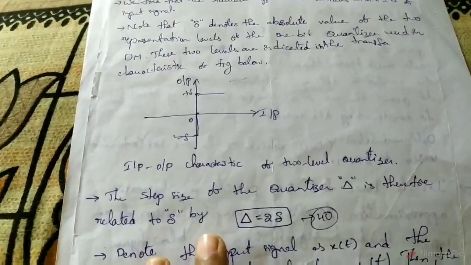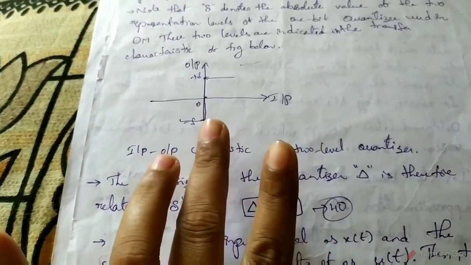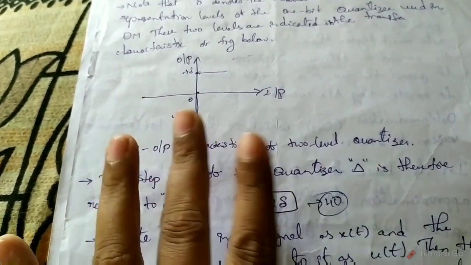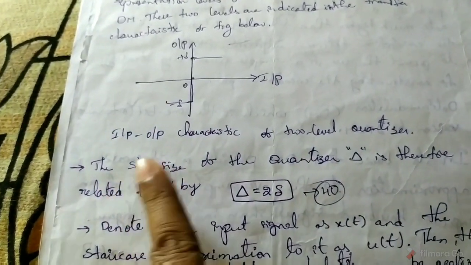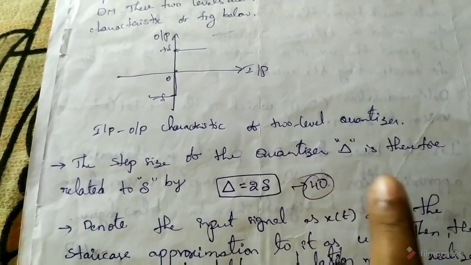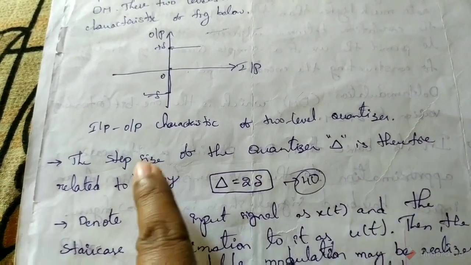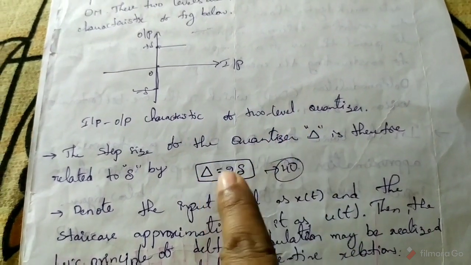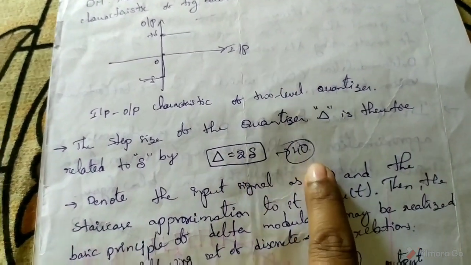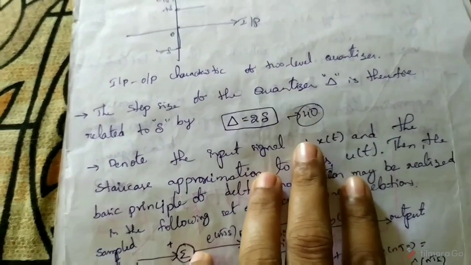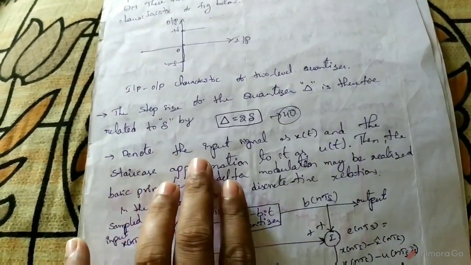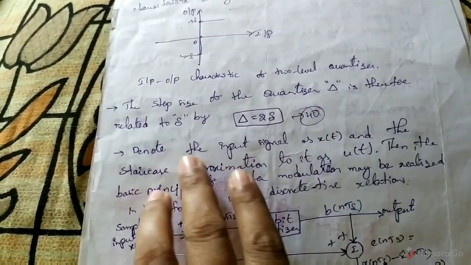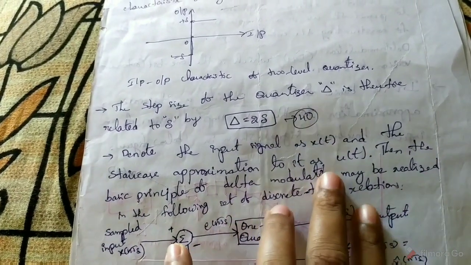So these are the characteristics of the two-level quantizer, that is delta modulation. Next, the step size of the quantizer is related to delta as step size equals 2 delta. Take this expression as you wish, any number you can take. Denote the input signal as x of t and the staircase approximation to it as u of t.